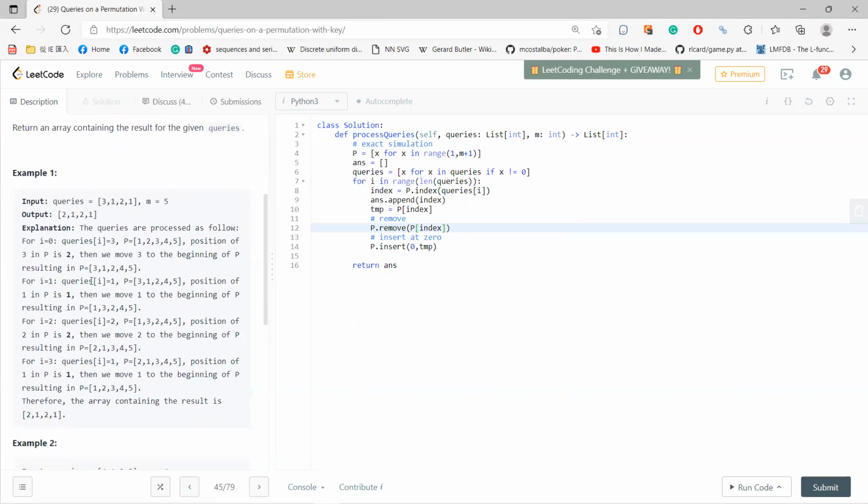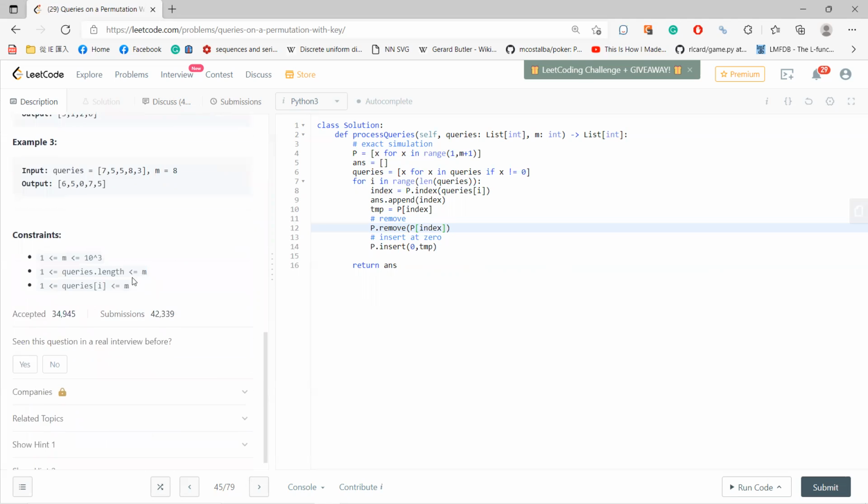And for i equals 1, queries[i] is 1. So you ask for this, and now its index is 1. So the answer will be 1, and you move this 1 to the beginning, so it becomes 1, 3, 2, 4, 5. Okay, I think it's very straightforward.